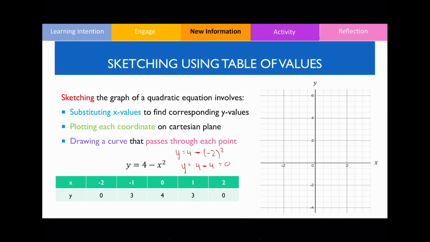Now that we've done this, we need to plot each of these coordinates onto our Cartesian plane. So this is what it should look like on the right hand side. And lastly, all we need to do now is draw a curve that passes through each of these points. Hence, this is going to be the graph or the parabola for this particular equation.